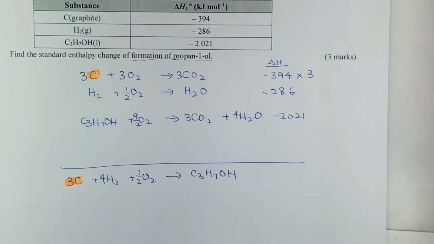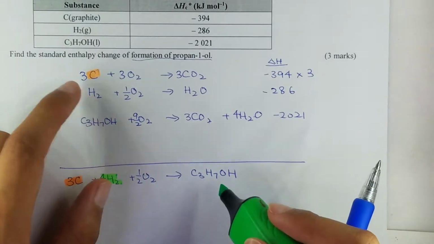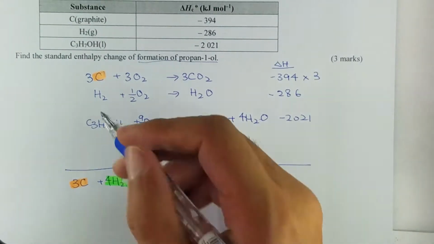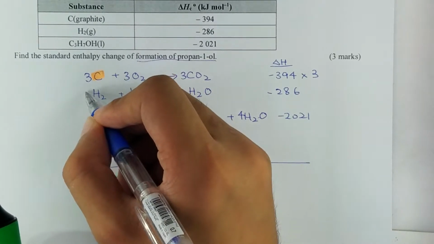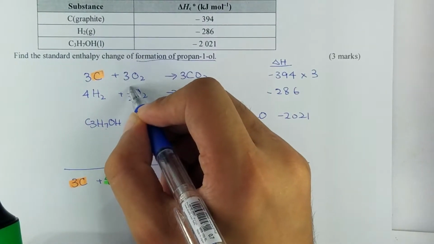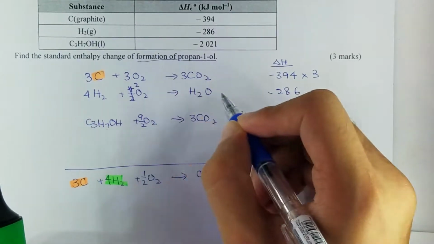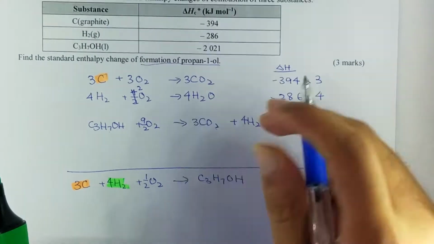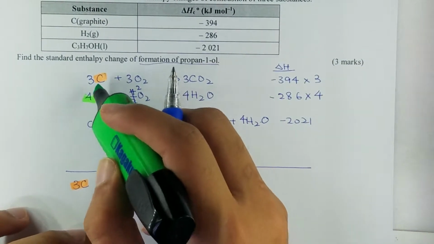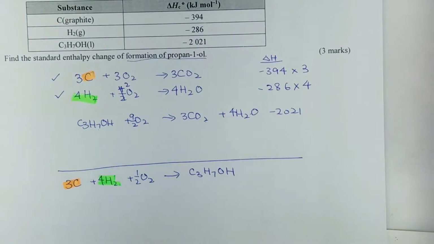Next, we are looking for hydrogen. Now hydrogen is over here. Which equation has hydrogen? Yes, the second one. So we add, but however, there's 4 mole of hydrogen here, there's 1 mole, so we times by 4. So 4, this will be 4/2. That means, in other words, this will become 2, and then this will become 4 times 4 over here. So again, these 2 equations are done. So I put a tick next to it.